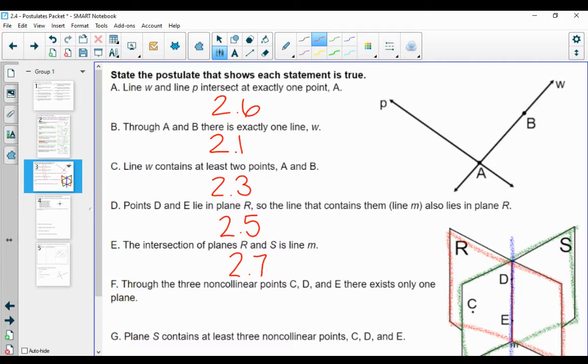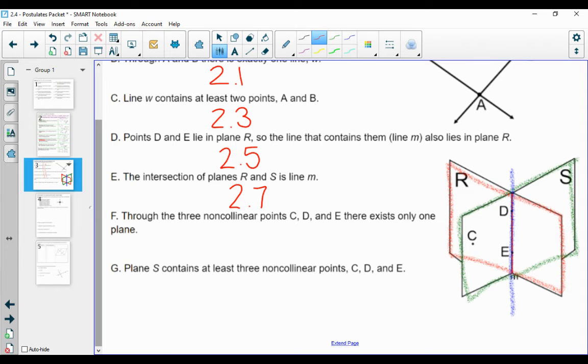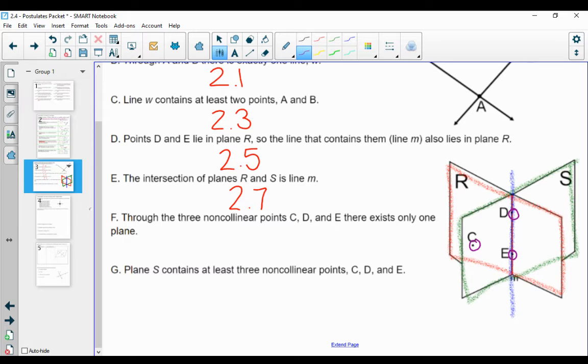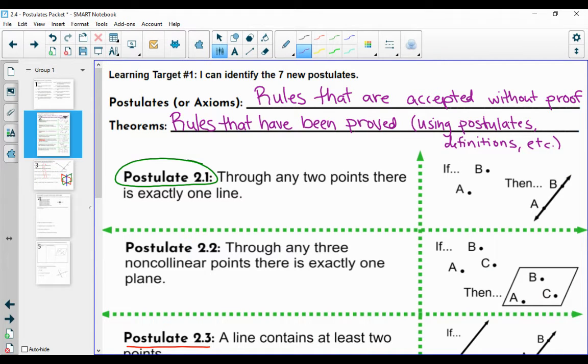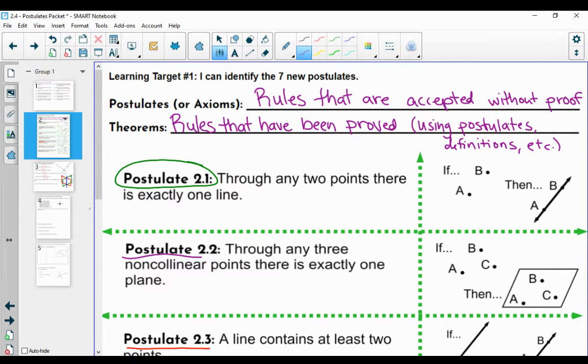The next statement states that through the three non-collinear points, so I've got points C, D, and E. Notice D and E are collinear, but C, D, and E are non-collinear because all three of them are not on the same line. There exists exactly one plane. In this case, it looks like that plane would be S. So find a postulate that says that. It looks like it's going to be this one, 2.2. Through any three non-collinear points, there's exactly one plane.